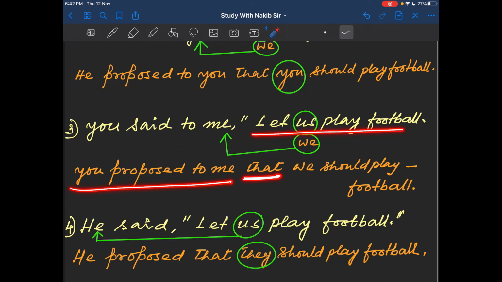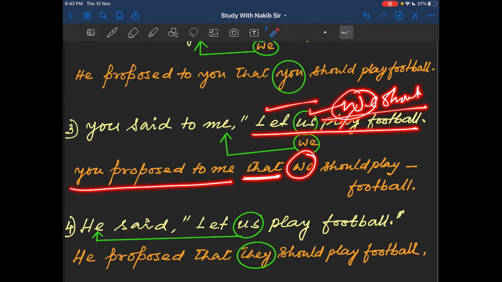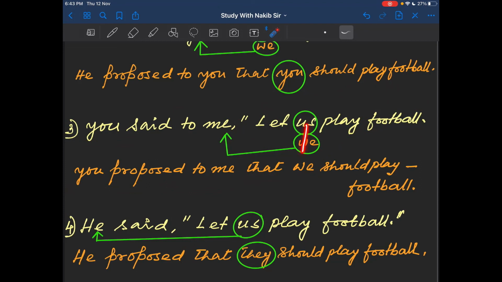Again come here to the reported speech. You know, let will be out and us will become we should. Okay, so we should play football, but we will remain here as we will remain unchanged. This we will remain unchanged because the reporting speech has a first person pronoun. When the reporting speech has a first person pronoun, we will remain unchanged in the indirect narration. So what has happened here? You proposed to me that we should play football.